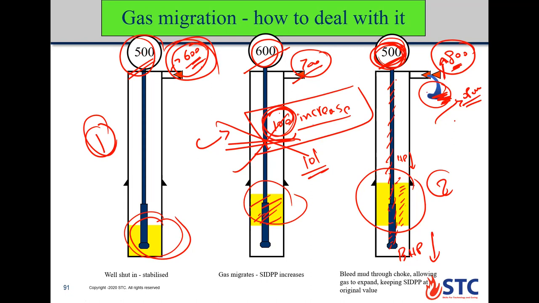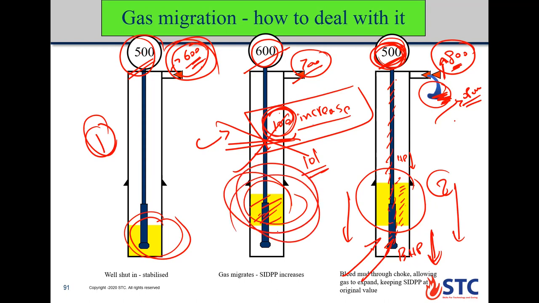Allowing gas expansion by opening the choke. So now drill pipe pressure decreased, casing pressure decreased, bottom hole pressure decreased. So we have further influx. But due to the existence of gas migration, we have an additional 100 psi. This additional 100 psi, we bleed it off. Okay, so the situation is under control.